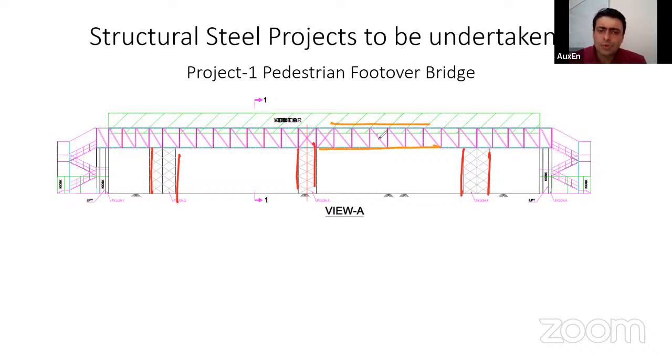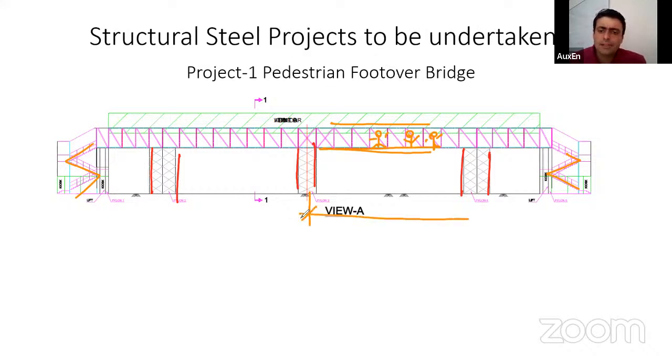So a person is supposed to walk here. Whoever is walking is going to walk on this plane. Clear? And then there are staircases to climb down. So this is going to be our first project. Many of you must have seen such systems in your cities or towns, wherever you live. So this is a commonly used topology, a commonly used structural system.